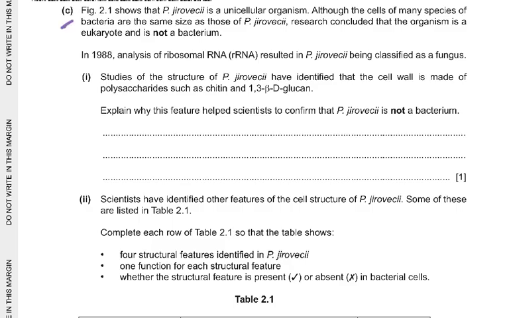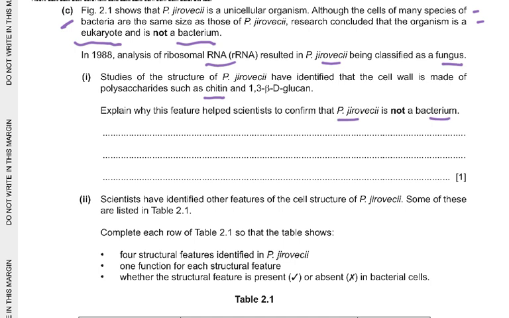Then coming to part C. Figure 2.1 shows P. jirovecii is a unicellular organism. Although the cells of many species of bacteria are the same size as those of P. jirovecii, research concluded that the organism is a eukaryote and is not a bacterium. In 1988, analysis of ribosomal RNA resulted in P. jirovecii being classified as a fungus. Studies of the structure of P. jirovecii have identified that the cell wall is made of polysaccharides such as chitin and 1,3-beta-D-glucan. Explain why this feature helps scientists to confirm that P. jirovecii is not a bacterium.